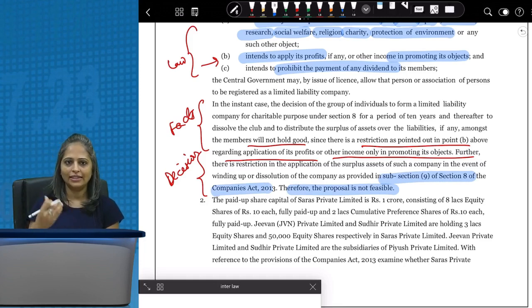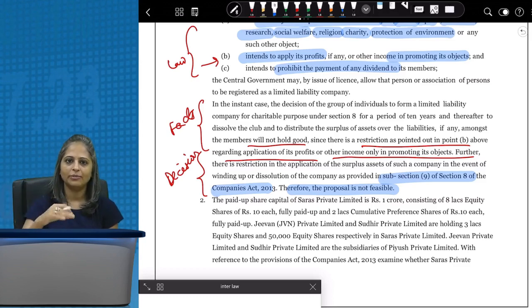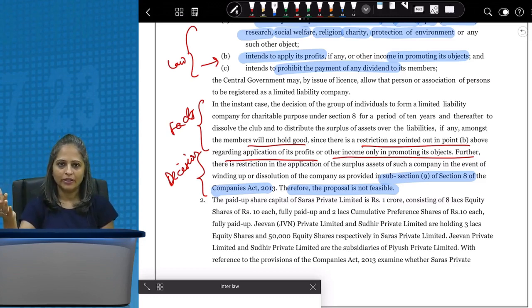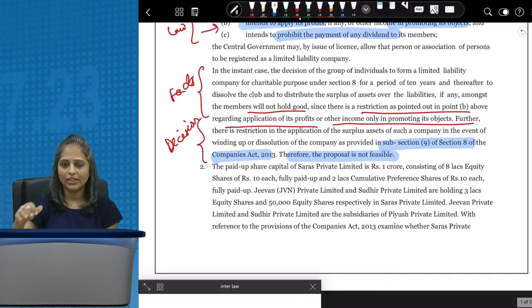That the central government may ask the company to merge with another company, or it may say that you will have to give the proceeds to a government fund. So it cannot give the funds back to the shareholders of the company. That is the restriction which is given in subsection 9 of section 8. Is that very, very clear?